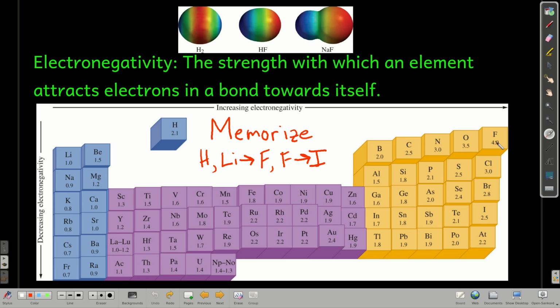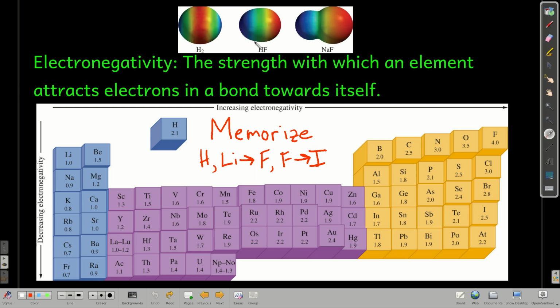And then fluorine through iodine, the halogens. This is a little bit more forced, but the way I remember this is 1, 2, 3. If you look at the difference, 4 to 3 is 1, then 3 to 2.8 is 0.2, and then 2.8 to 2.5 is 0.3. So memorize those. They will be very useful to you.